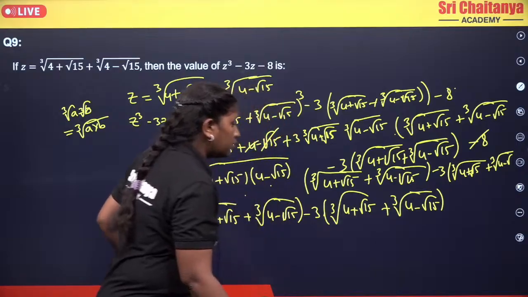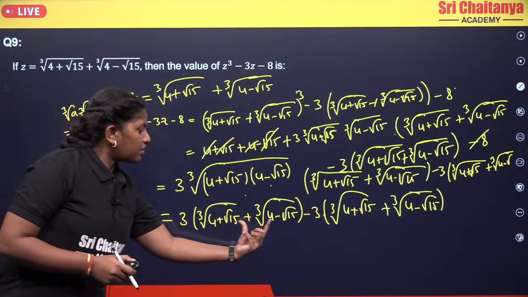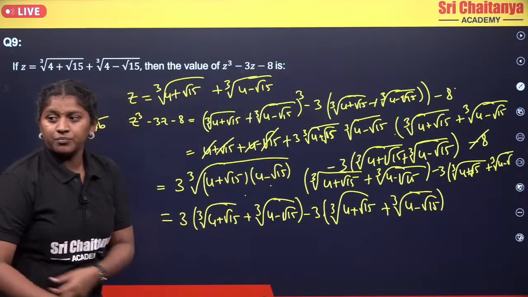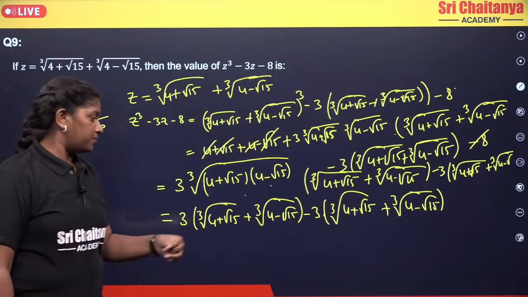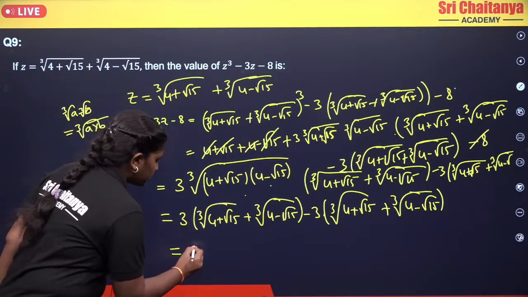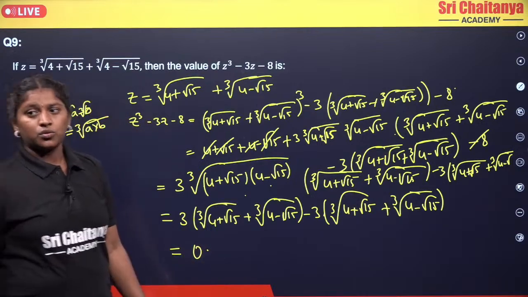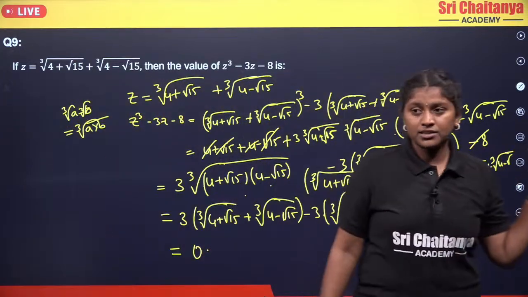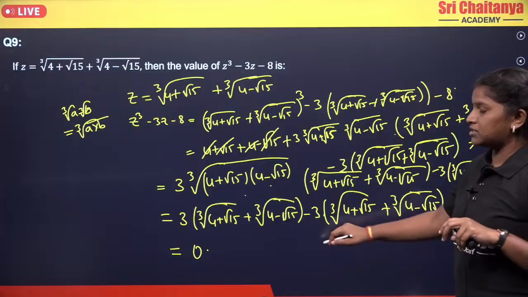Now if you observe here clearly, if I consider this total value as a, that becomes 3a minus 3a, so it will become 0. So here the total value will be 0. So the final value of our z cube minus 3z minus 8 will be 0.